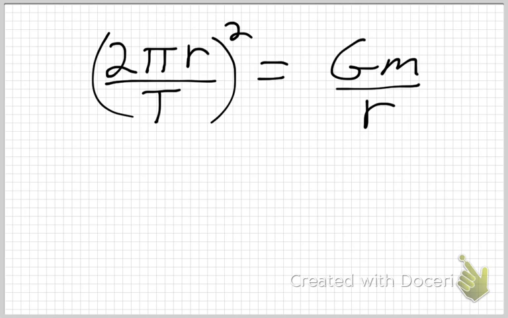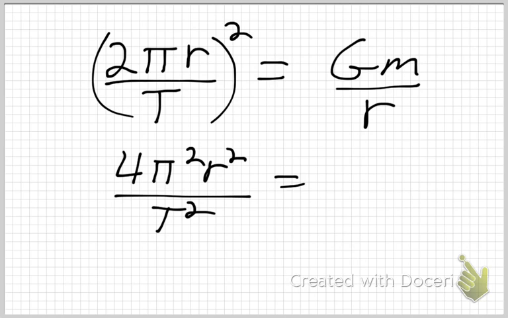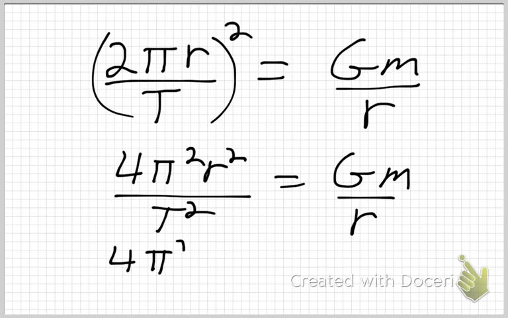So I'm going to distribute that square. I get 4 pi squared r squared over T squared equals big G m over r. Now I'm going to move that r up, and move the T squared down. So I have 4 pi squared r cubed equals big G m T squared.